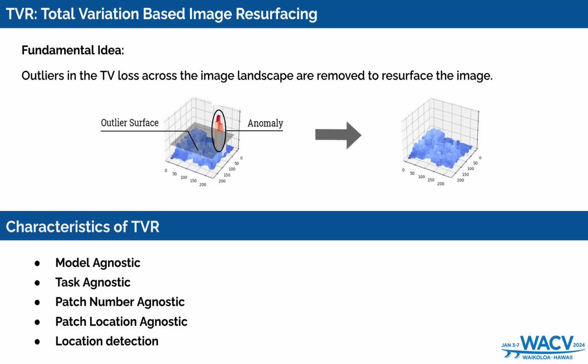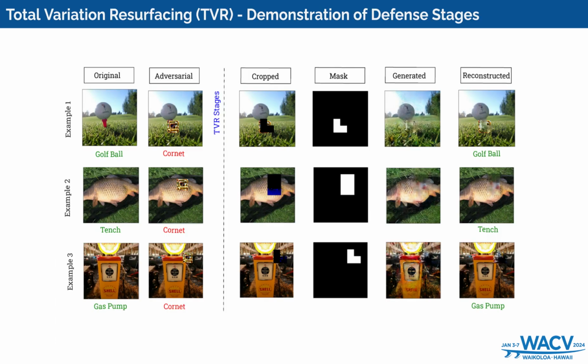The characteristics of TVR are that it's model agnostic, it's task agnostic, and it can work with multiple patches. It doesn't matter what the location of the patch is. And also, it does not just defend, it also gives you the location of the patch.